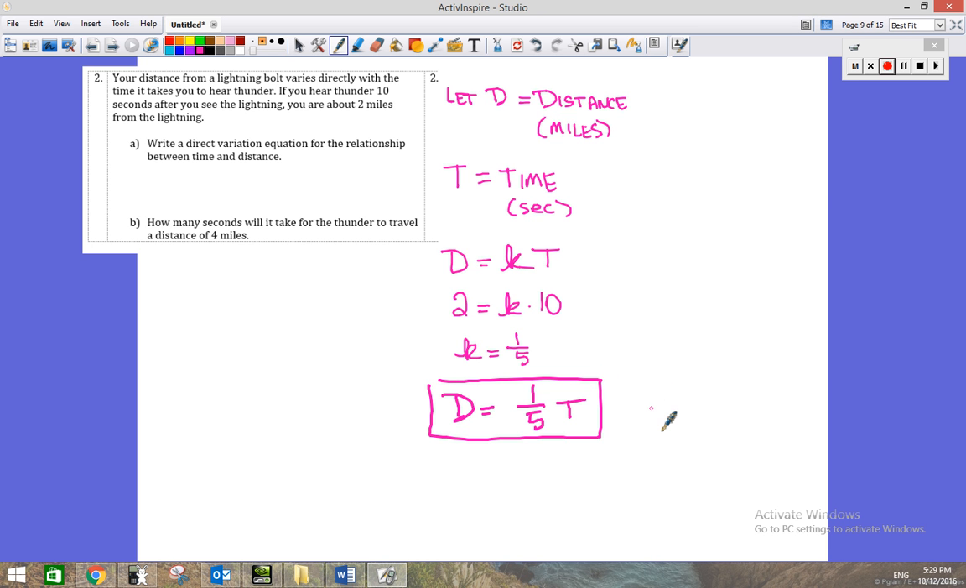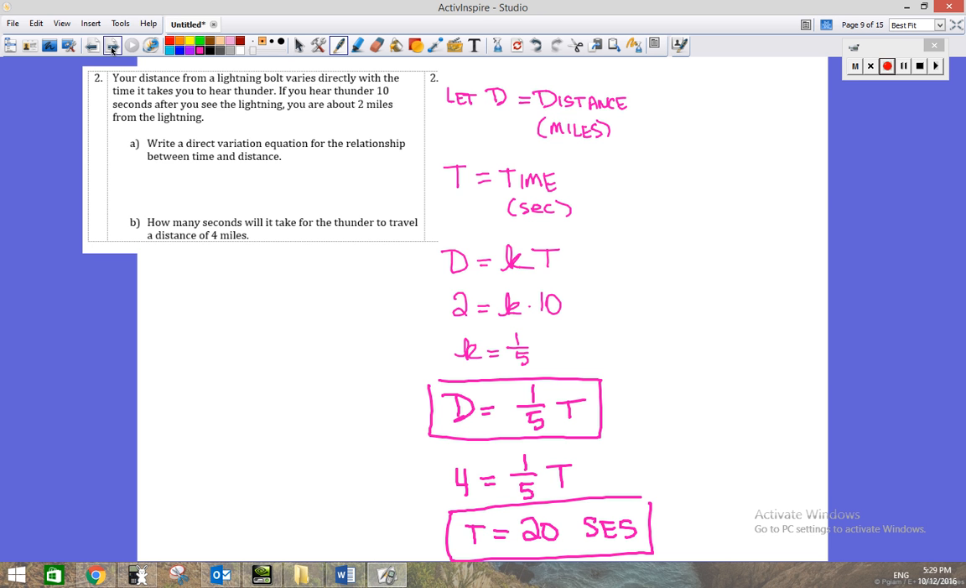And now I want to use that equation to answer a question. How many seconds will it take for the thunder to travel a distance of 4 miles? So on the left-hand side, when D is 4, let's figure out the length of time. Well, to get this t by itself, let's multiply both sides of this equation by 5, and 1/5 of 5 is just 1, and 4 times 5 is 20. So it'll take about 20 seconds for the sound to travel 4 miles.